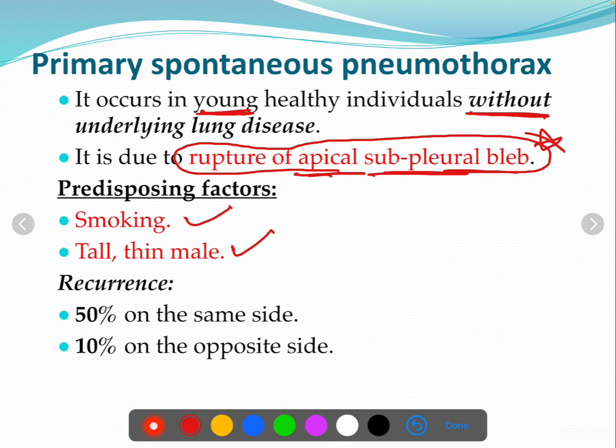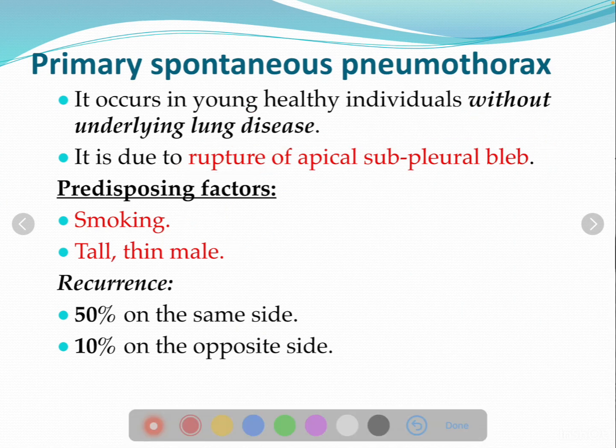Then comes recurrence. What is the recurrence of primary spontaneous pneumothorax? They are telling that on the same side it recurs in 50% of the cases, and on the opposite side the recurrence is 10%.